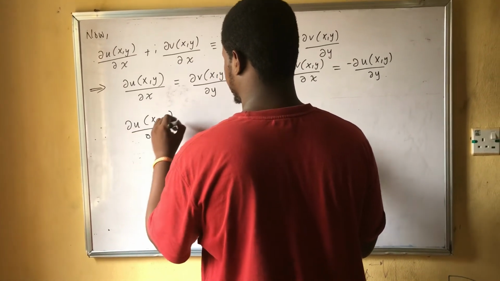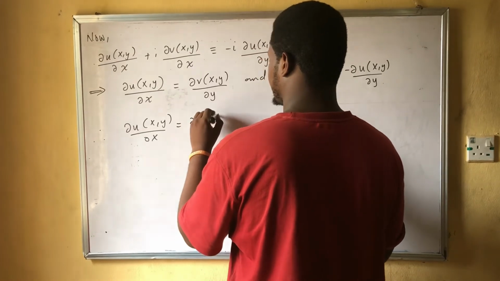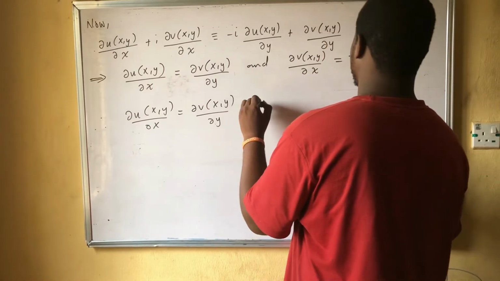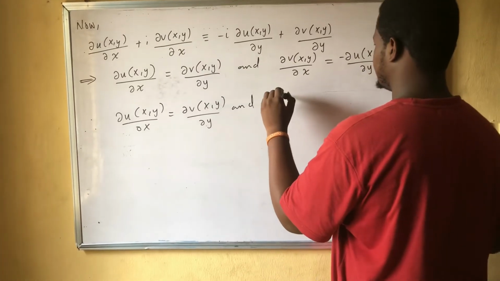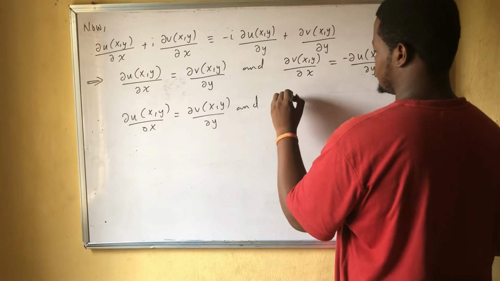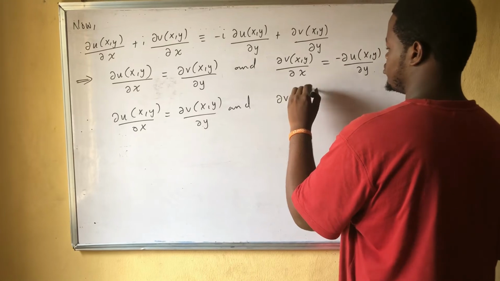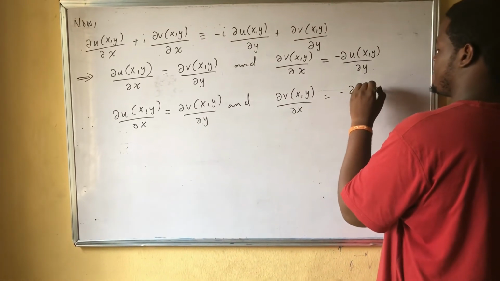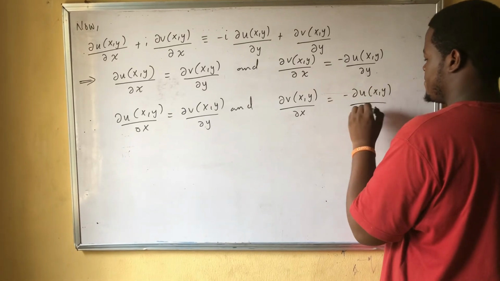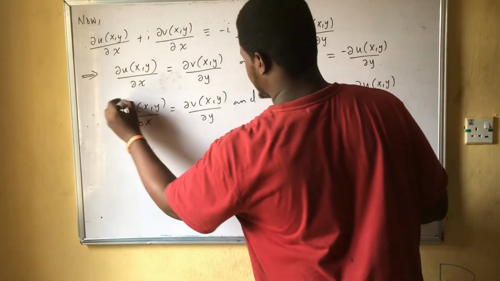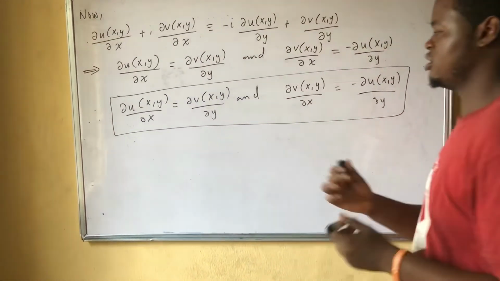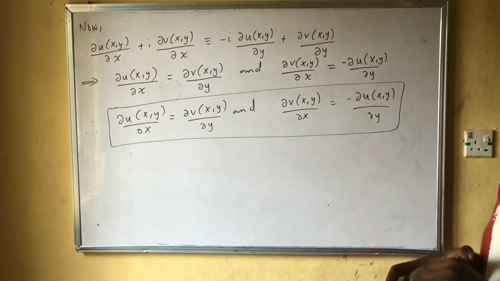That's all. So this is just the Cauchy-Riemann equation. That's the proof for it.